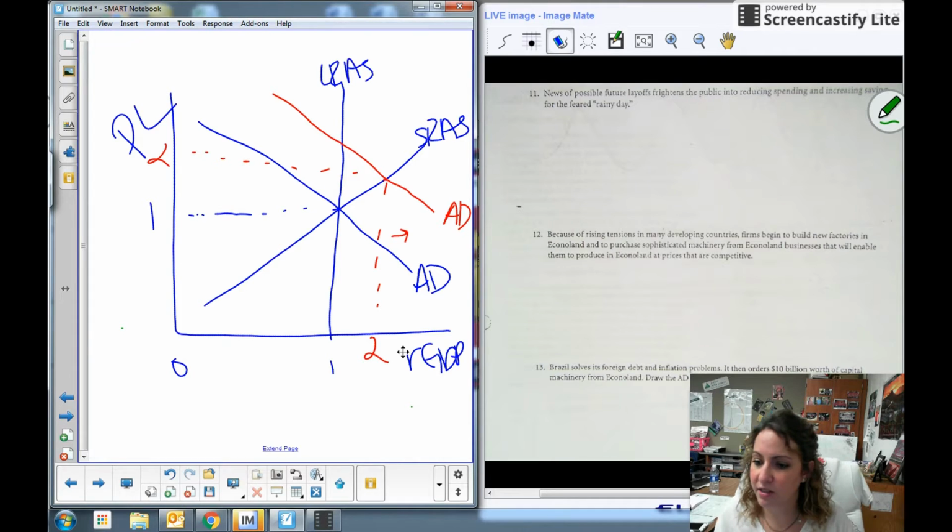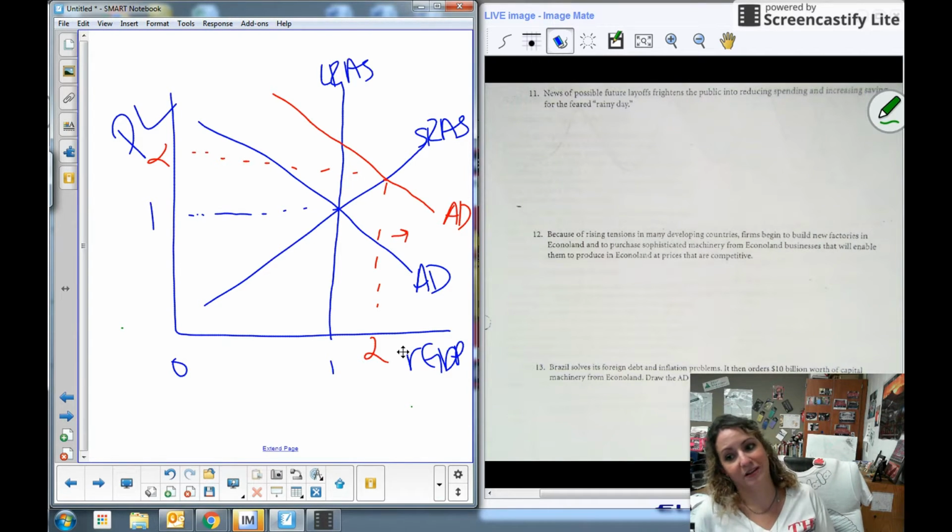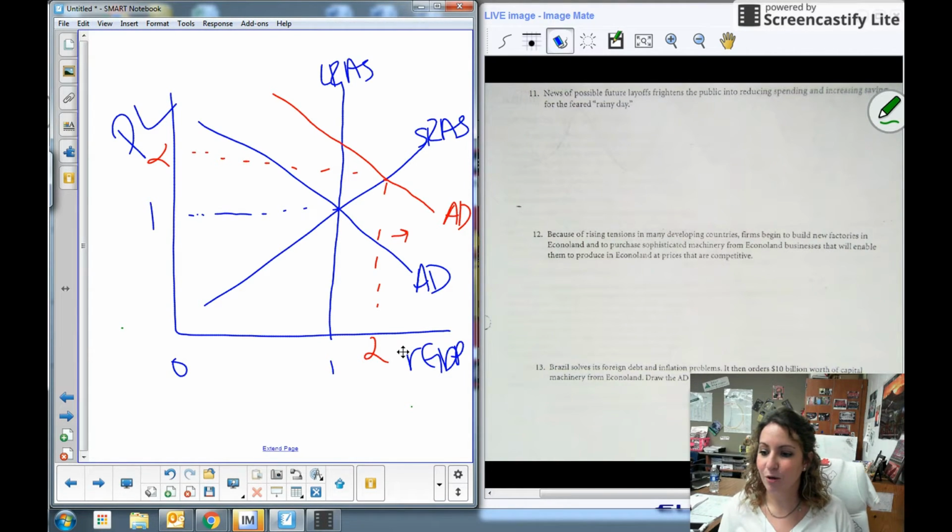All right, so now let's look at it from a different perspective, is that now because Ecoland just sold a whole bunch of machinery to Brazil, they have less machines. So not only did they get the money, but they had to give those machinery, the capital machines, to Brazil. And so they can produce less.